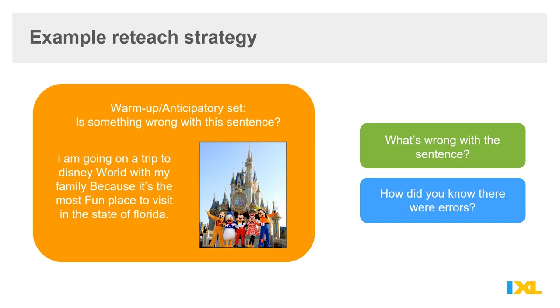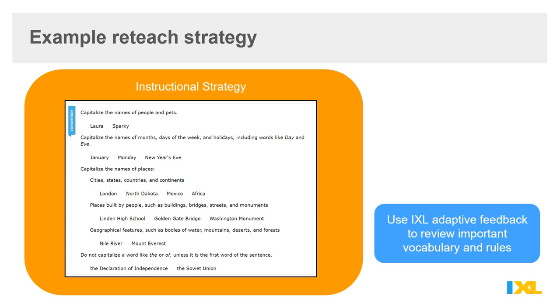Following the activation of that prior knowledge, I'm going to launch into my instructional strategy. We're going to go back and we're going to review all of those important capitalization rules that they need to keep in mind as they're writing. Notice that what you're looking at on the screen is an example of the adaptive feedback that IXL provides when a student answers incorrectly. Never hesitate to use our adaptive feedback to support your instruction. To do that, all you would do is simply project that specific skill practice, answer a question wrong, and the feedback will appear in order for you to use that during your instruction.